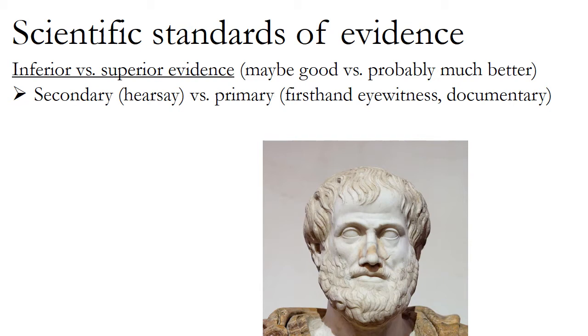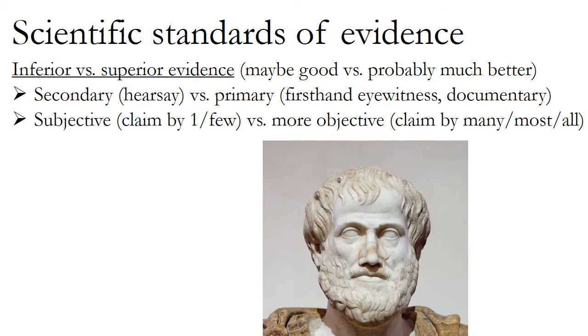Now, we talked about secondary sources, secondhand news, versus primary, first-hand eyewitness testimony or documents produced by the people in question. Obviously, the latter is better than the former. Subjective, which we're defining here as something that is claimed by just one person or by a few people, versus the more people you have claiming something, the more confidence you have that it's objective. But even that is not necessarily a slam dunk, right? Sometimes one or a few people possess insights that other people don't have, which is why we look at amateur versus expert.